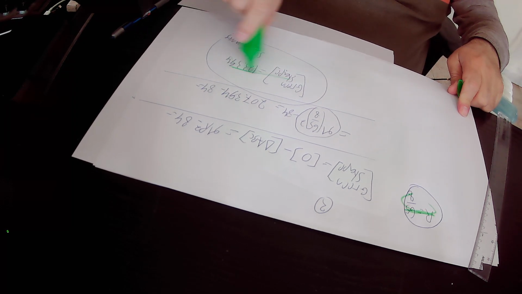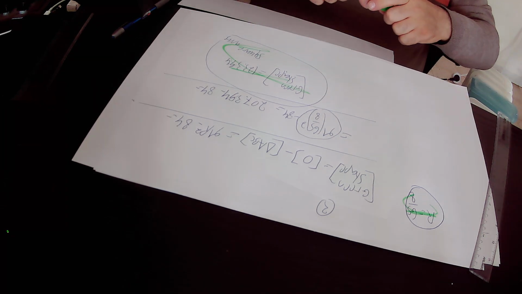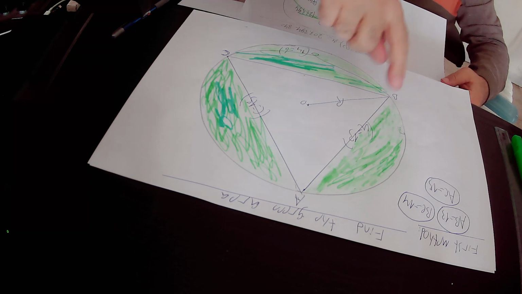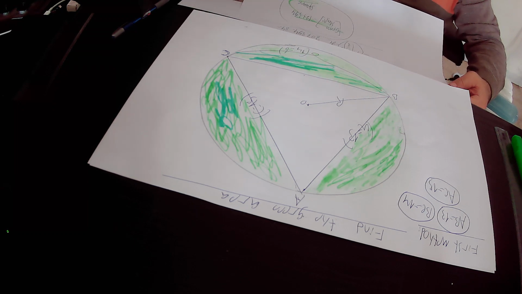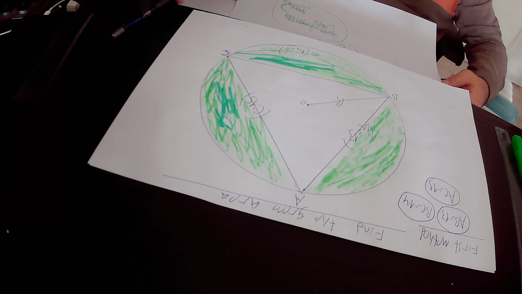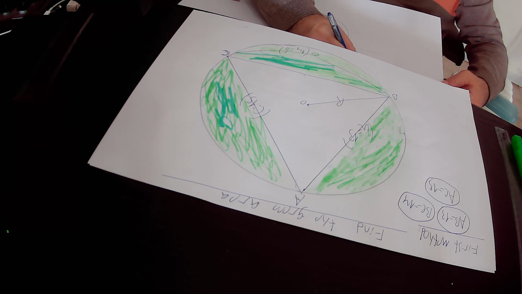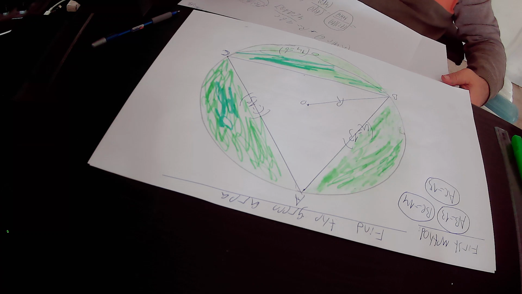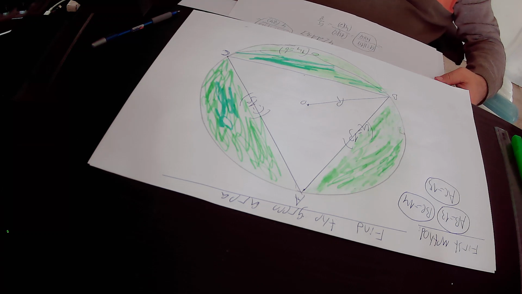I'll repeat again. According to the first method, the area of this green shape is equal to 123.394 square units. We finished with the first method. In the next step, I will present to you how to find the area of this green shape according to the second method.